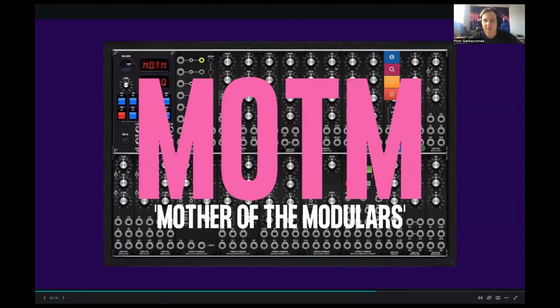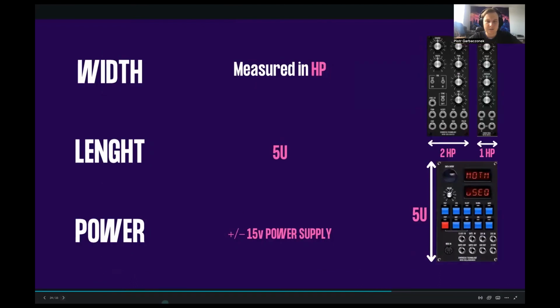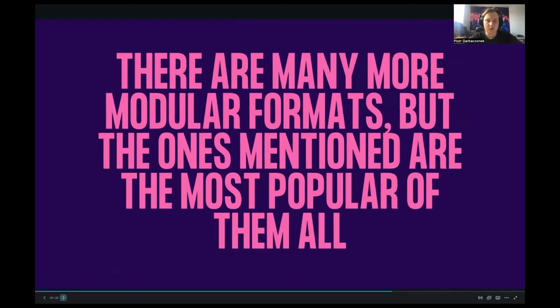And then MOTM, mother of modulars. This stuff usually, I think it was founded by, I could be wrong, Synthesis Technology, and they have a lot of modules that are in this format on their website. It's also measured in HP, and the length is 5U. The power supply is the same as Moog. And there are many more modular formats, but the ones mentioned are the most popular of them all.